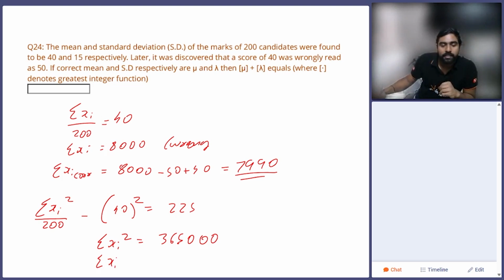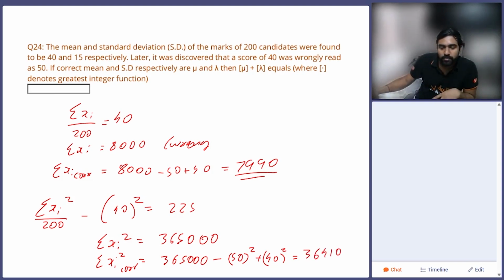So what will be the correct summation xi square? That will be 365,000 minus 50 square plus 40 square. Which will be equal to what? That's 365,000 minus (50 square minus 40 square), that's 90 into 10, minus 900, which gives 364,100. This will be the correct summation xi square.